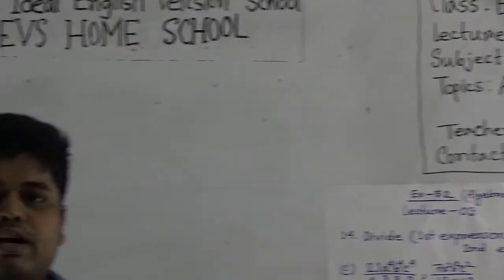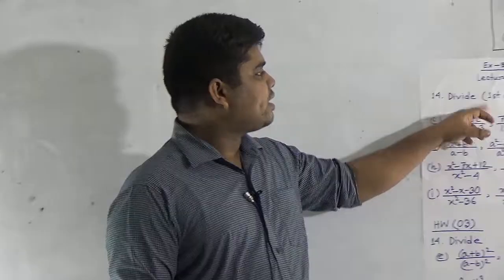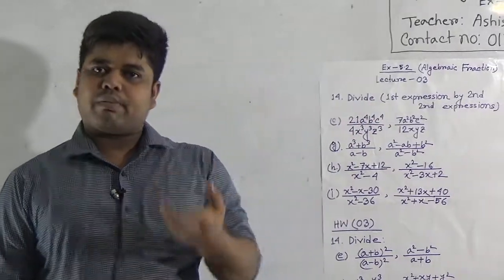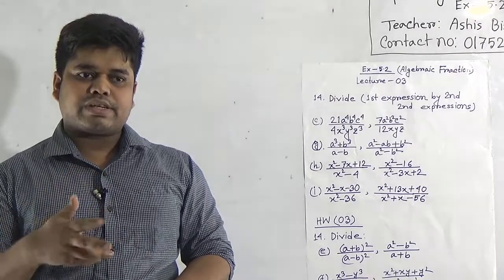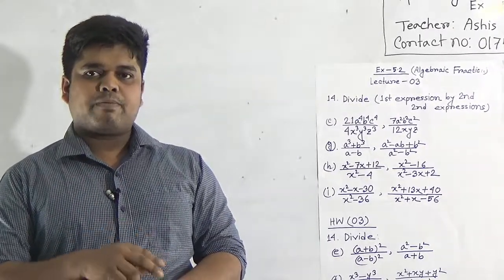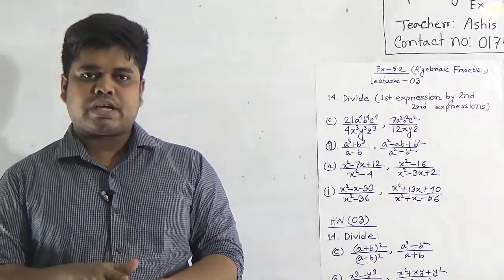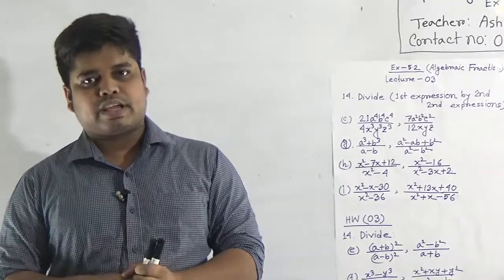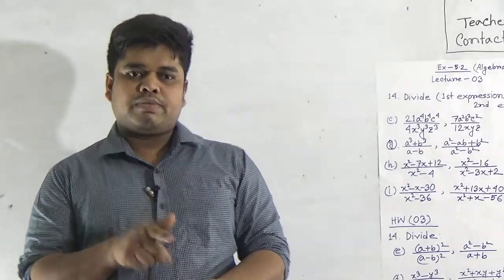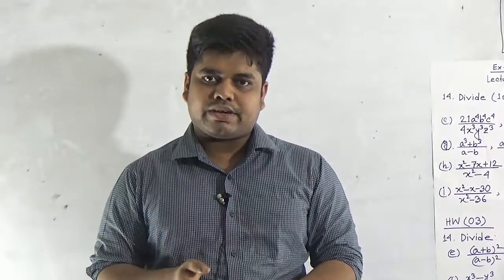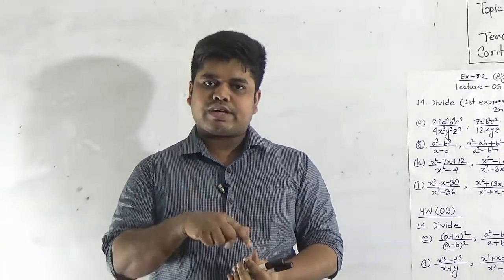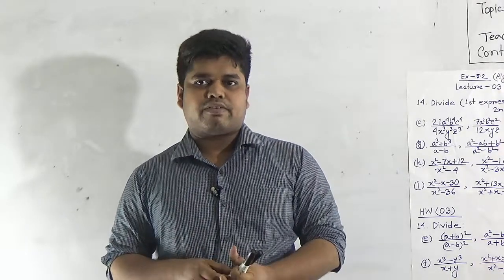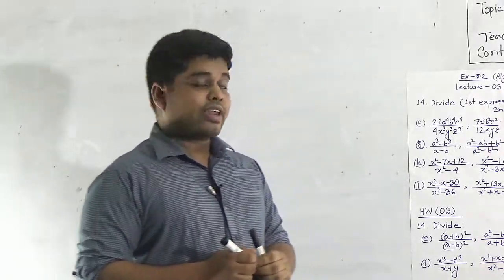Before starting our class, we need to know what is the division of one fraction by another fraction. Division of one fraction by another fraction means the multiplication of the first fraction by the reverse of the second fraction. I repeat, division of one fraction by another fraction means the multiplication of one fraction by the reverse of another fraction. So let us give an example.